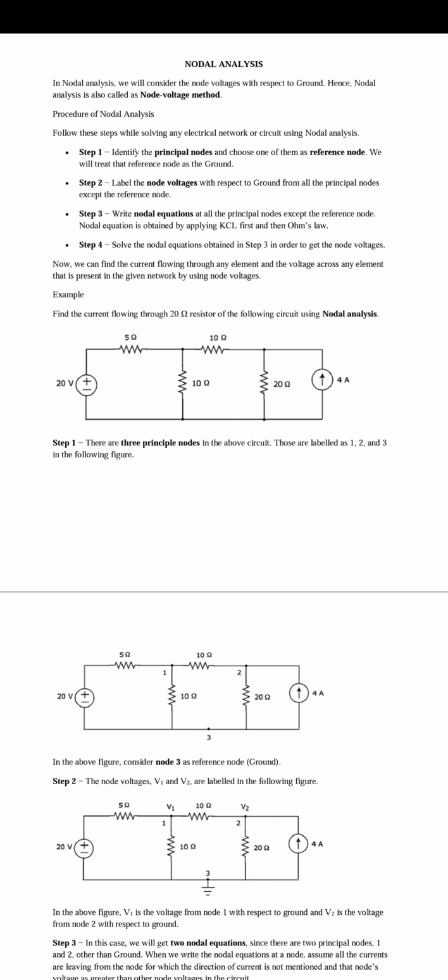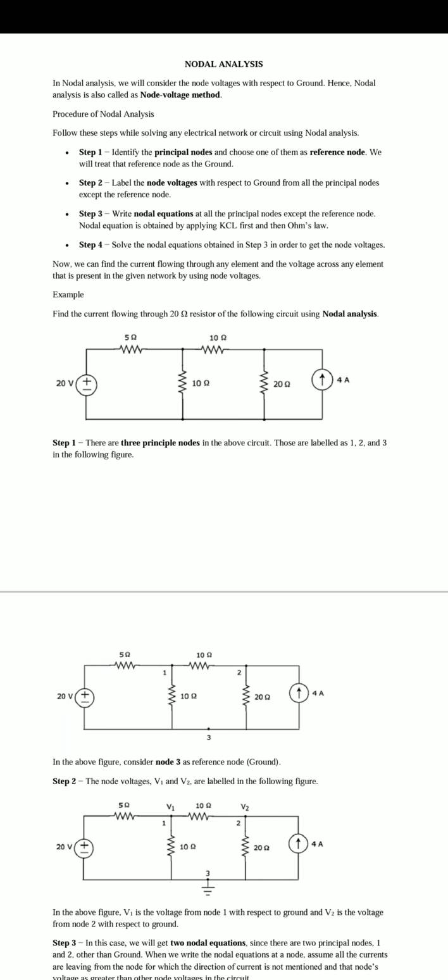Next, we choose any one node as the reference node. Then we write the nodal equations. Step 4, solve the equations, and we get the nodal voltages. Directly, we can go with the example: find the current flowing through the 20 ohm resistor of the following circuit using nodal analysis.